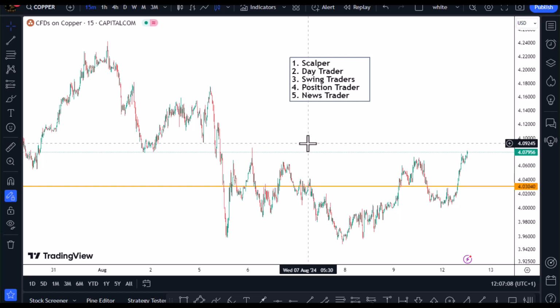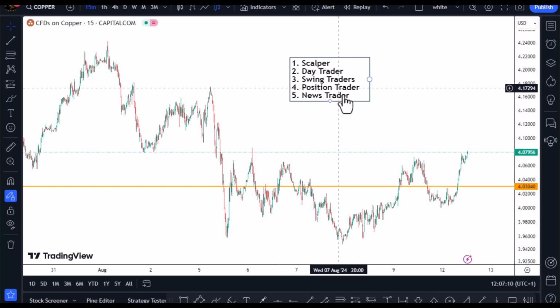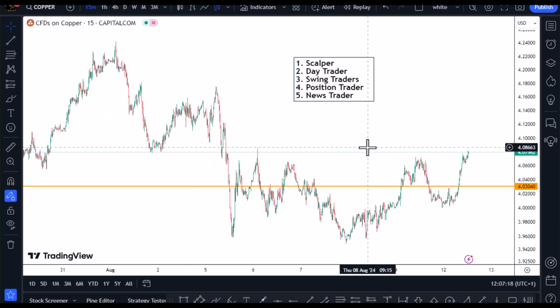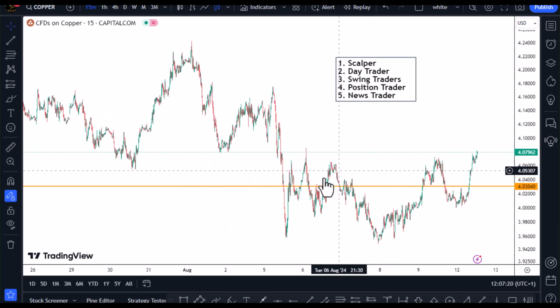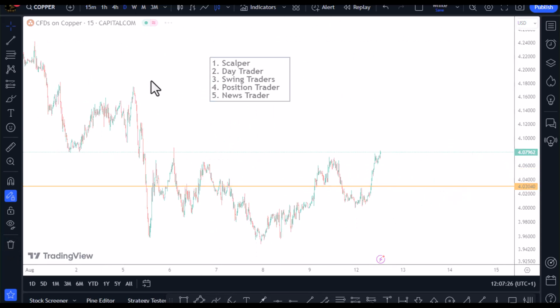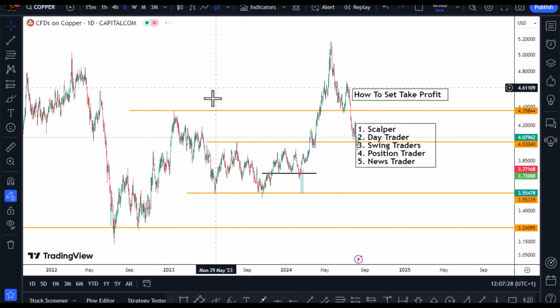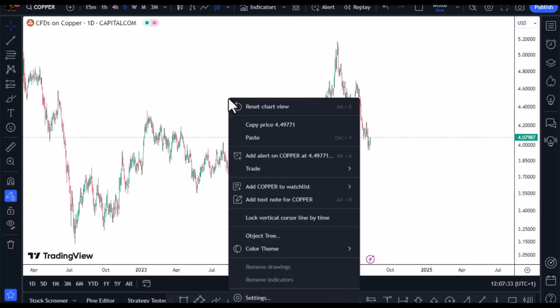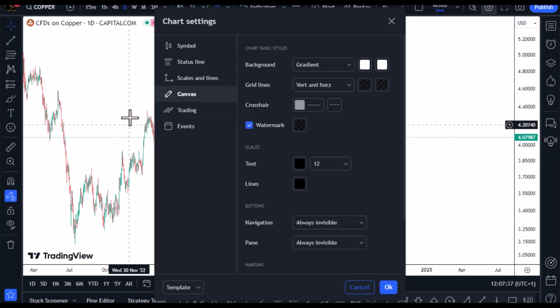Now, once you have decided the type of trader you are, we can move on to the next section, which is based on the technical levels. So now on this price chart, I will wipe out some things right here. Okay, let's go back to the higher time frame. So I'm going to wipe out everything right here. Let's enable a watermark on this price chart so you can see this chart.